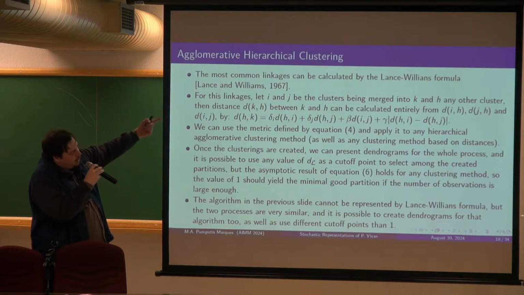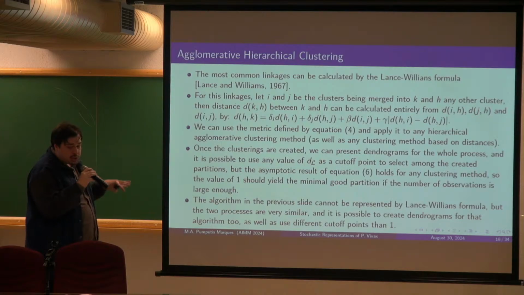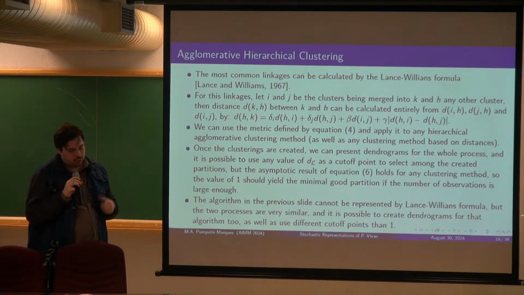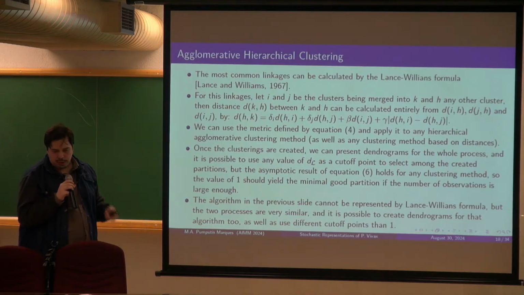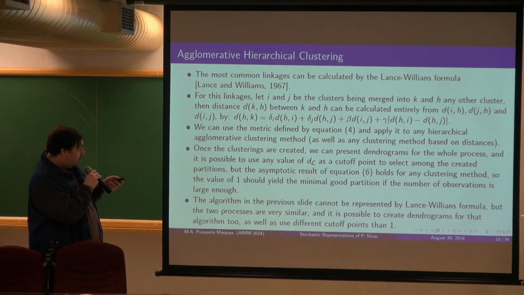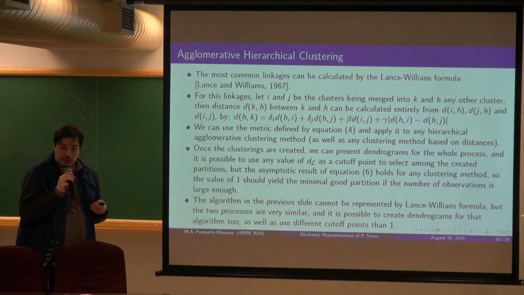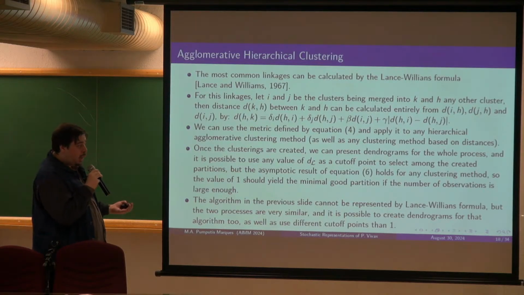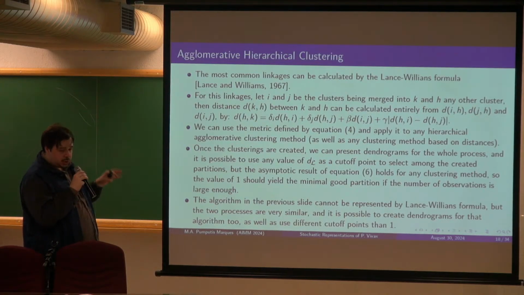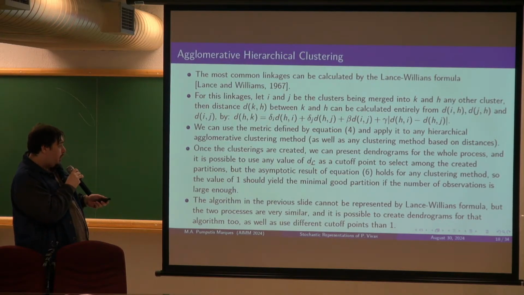However, with this formula and with the distances, we can use our metric with any type of agglomerative clustering. So single linkage, complete linkage, McQuitty, average linkage, and all those, right? And the interesting thing is that the result of equation 6, which is the asymptotic consistency using the VIC, holds for any clustering method that is based on distances, and it continues having the value 1, okay?